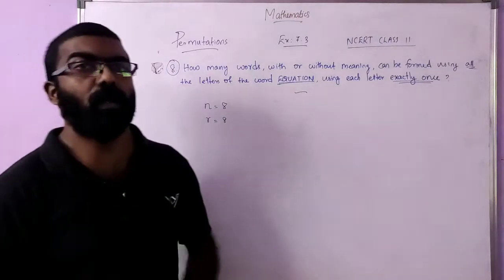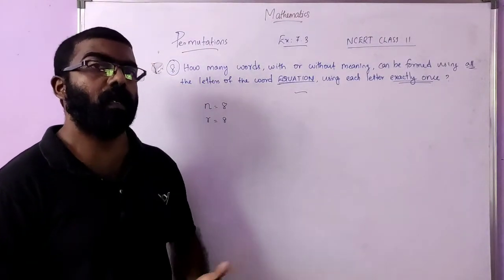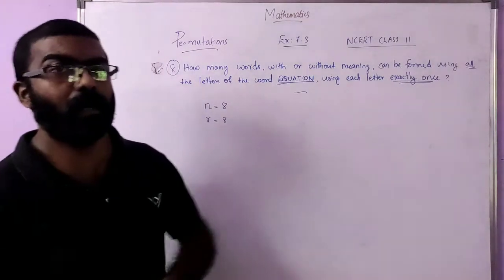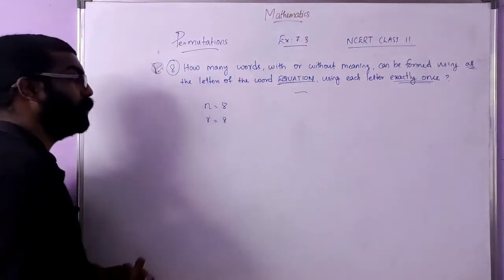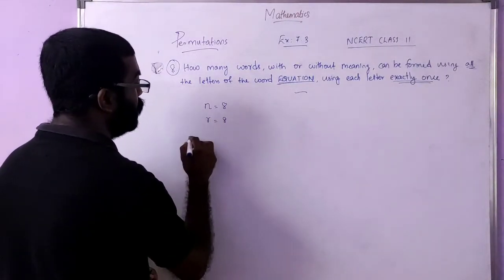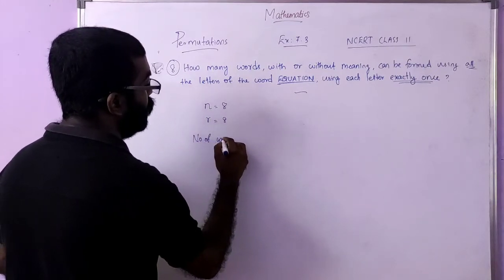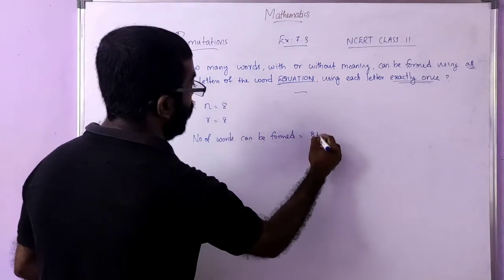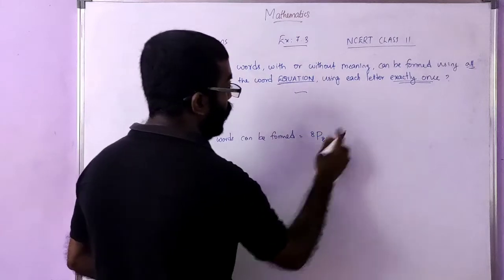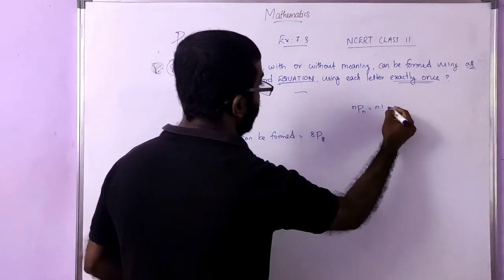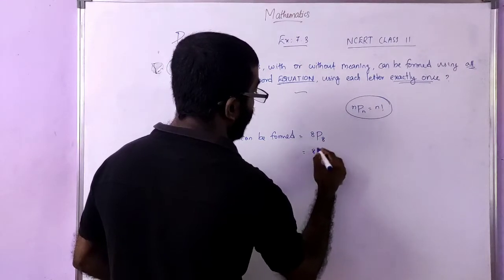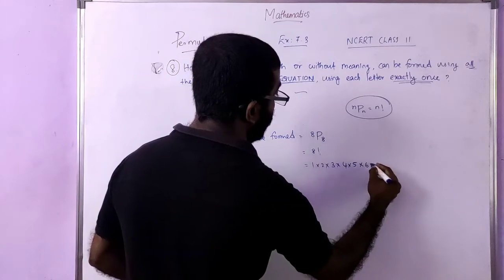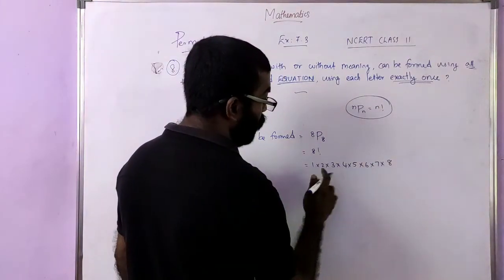That means permutations of 8 different objects taken 8 at a time. So permutations of n different objects taken r at a time is nPr. So here it is 8P8. So the number of words that can be formed is equal to 8P8. And we know nPn is equal to n factorial. So by using this we can write 8 factorial, that is 1 into 2 into 3 into 4 into 5 into 6 into 7 into 8. Now we can multiply and find out the answer.